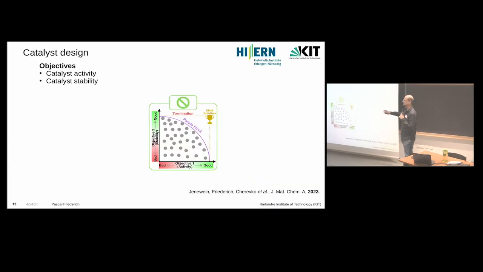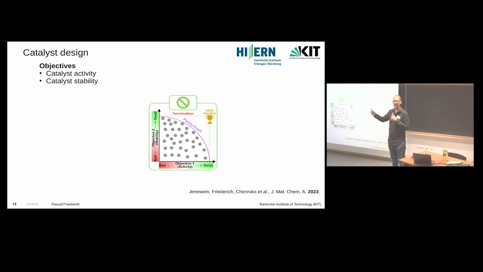Just one example before we start with the theory. This was a project that we did in the last 2 years with the Helmholtz Institute in Erlangen-Nürnberg, and the objective here was designing an optimal catalyst. So the catalyst consisted of a composition of different metals, and we had 2 objectives.